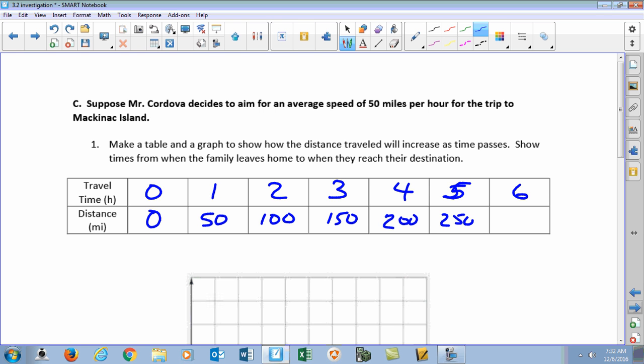That's what our table should look like. Because if you divide miles by time, 50 divided by 1, 100 divided by 2, you're getting 50 every time. So that's your constant rate of change here, 50.